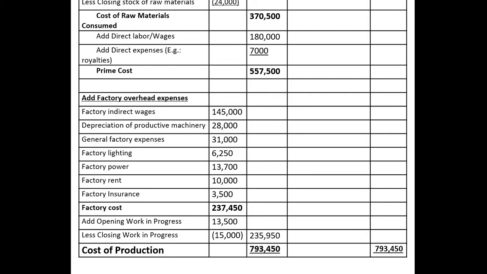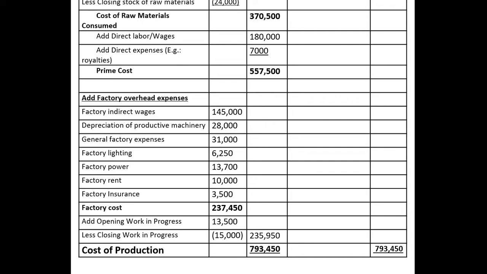Our factory cost amounts to 237,450. We add it to opening work in progress, which amounted to 13,500. We less closing work in progress, which amounted to 15,000. When we add our prime cost, which amounted to 557,500, and the total factory cost, which amounted to 235,050, we get our cost of production, which is 793,450.